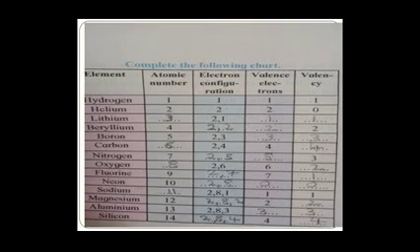Is that clear? So likewise, for all the other elements, we can see the atomic number, electronic configuration, valence electrons and valency.